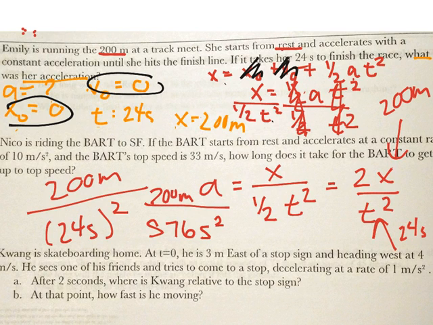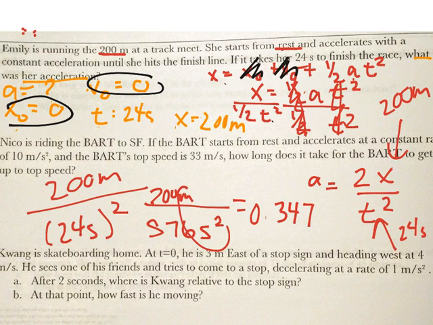I'm going to erase some stuff because it's getting a little too crowded here. I'm just going to rewrite that a. So 200 divided by 576 seconds squared gives you 0.347, and keep your units. You see they're right here. Meters over seconds squared.